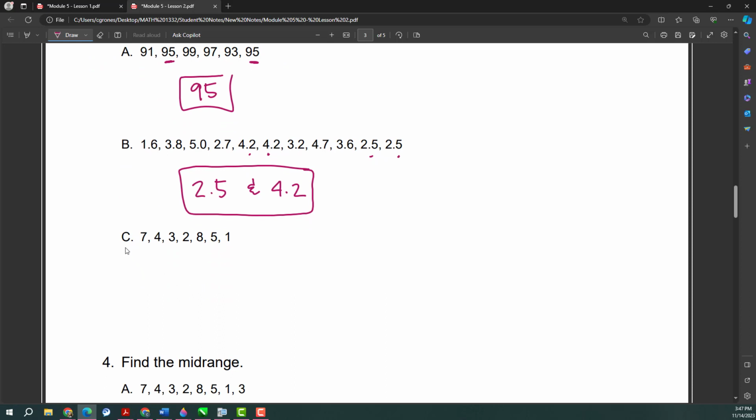So what would our mode be for C? No mode, because there is no number that appears more often than the others.